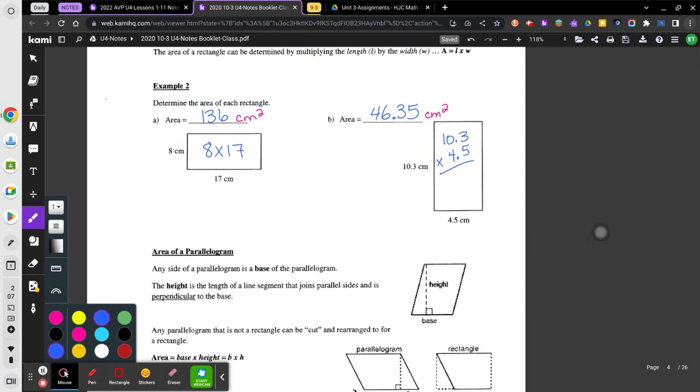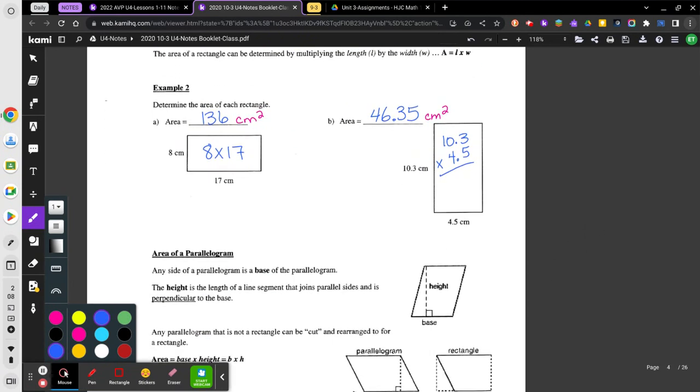The next object we look at is a parallelogram. And a parallelogram is roughly a rectangle that has been pushed over. So instead of 90 degrees on the sides, they now have angles. Okay, so those are parallelograms.